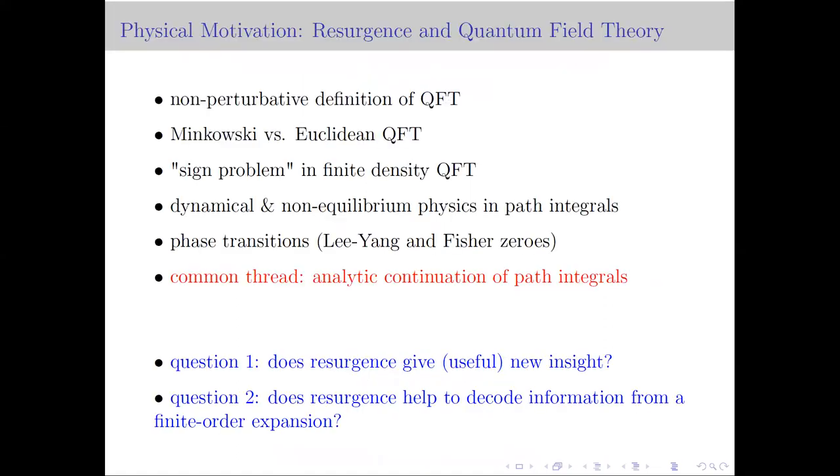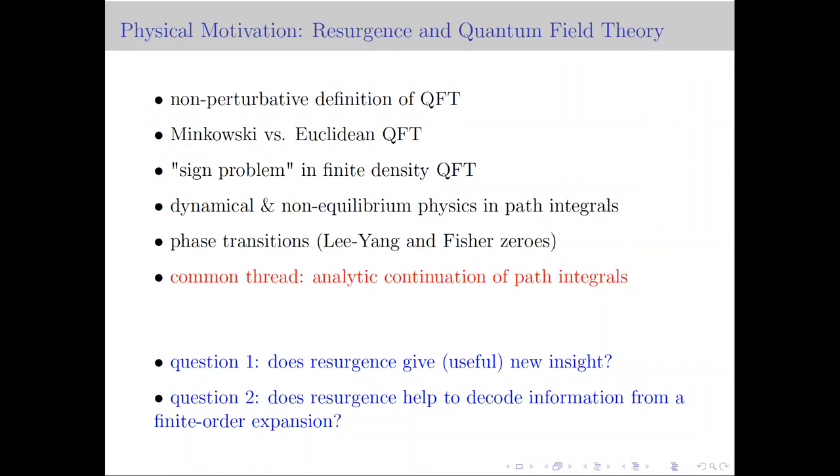So start with some big picture motivation, some really hard questions. The goal here is to look for some non-perturbative definition of quantum field theory, complementary to what we have with lattice gauge theory, because lattice gauge theory is very good for some things, but not for others. For example, the question of Minkowski versus Euclidean quantum field theory is extremely hard to probe using lattice techniques, as is the sign problem for finite density quantum field theory, as are real-time problems like fully dynamical or non-equilibrium problems.